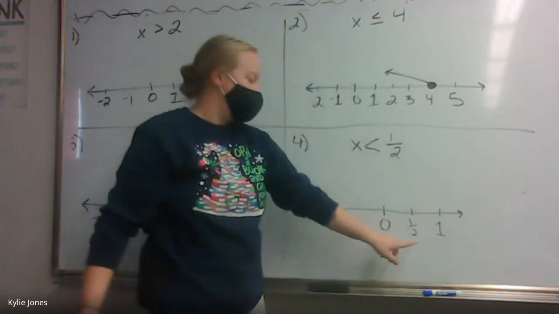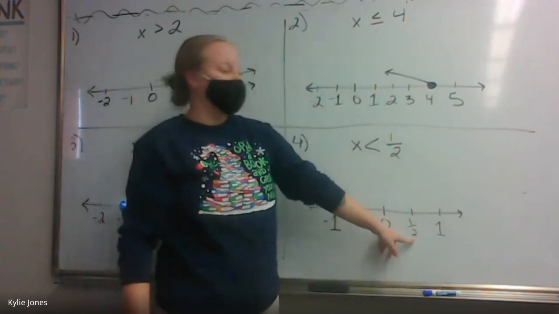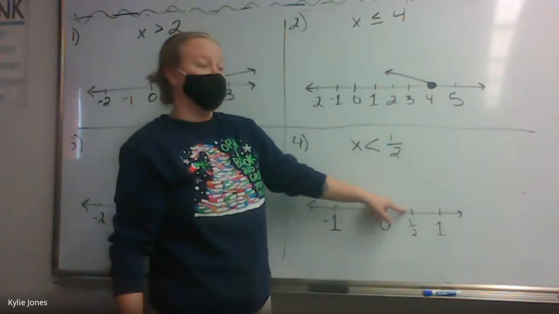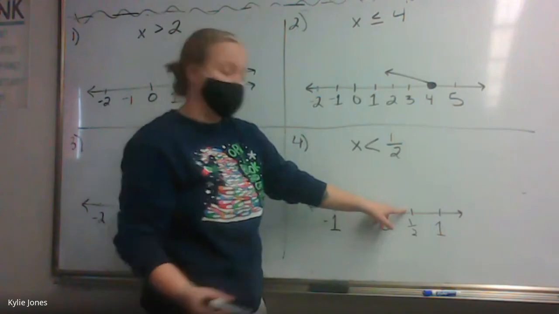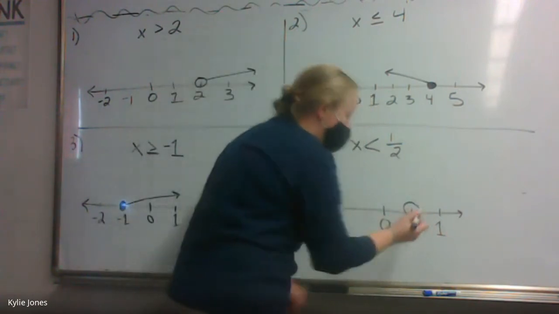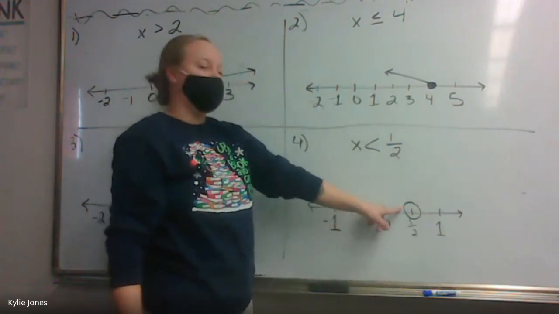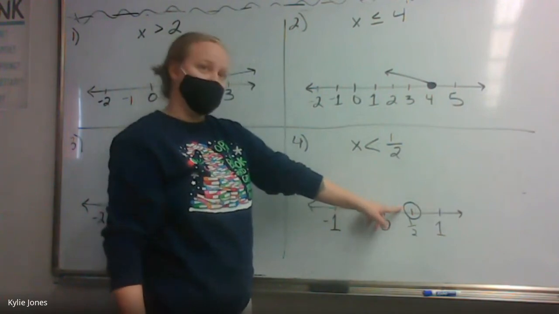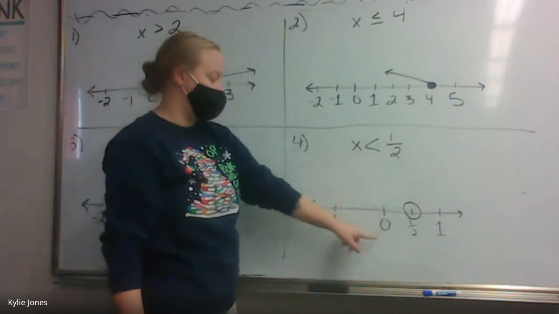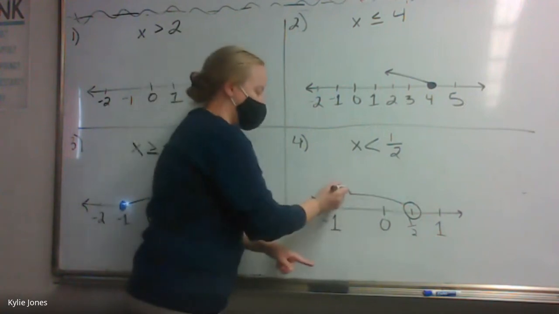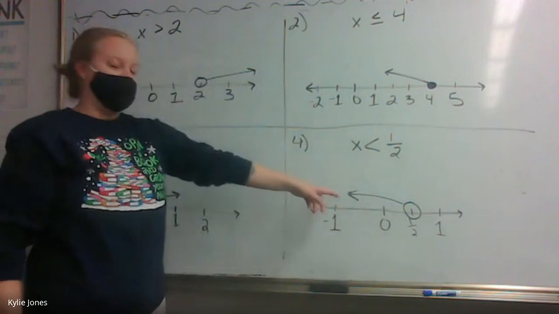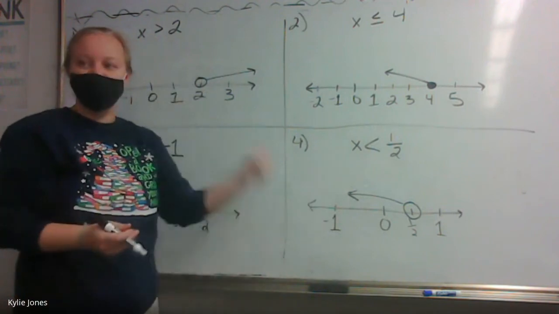So now that we know where 1/2 is, how do I know what circle to put here? It's open. Why? There is no equal to, so it's an open circle, and we need to point to the numbers that are less than 1/2. What's less than 1/2? 0, -1, anything in this direction, correct? Oops, that's the wrong way for an arrow. That's your answer. Open circle on 1/2.